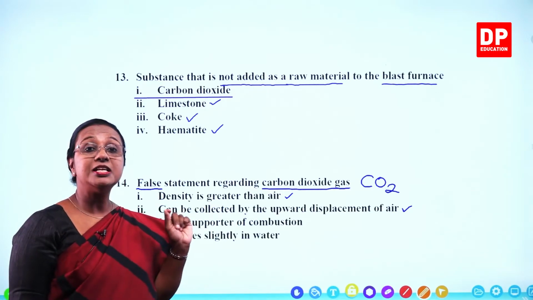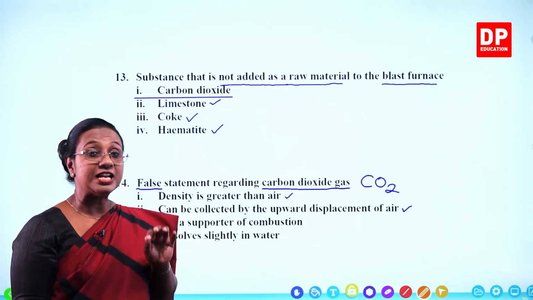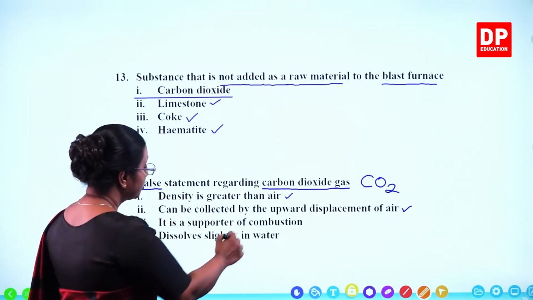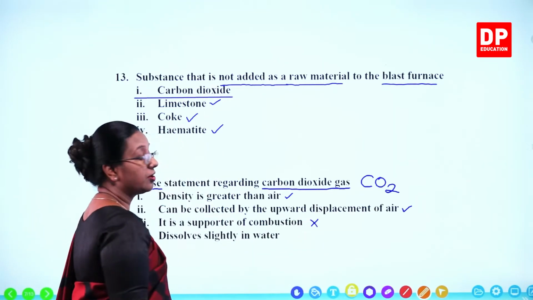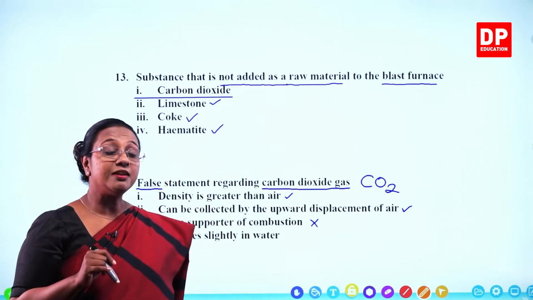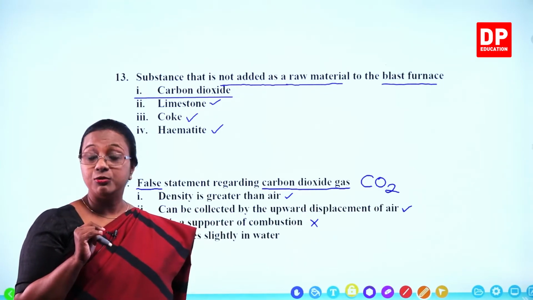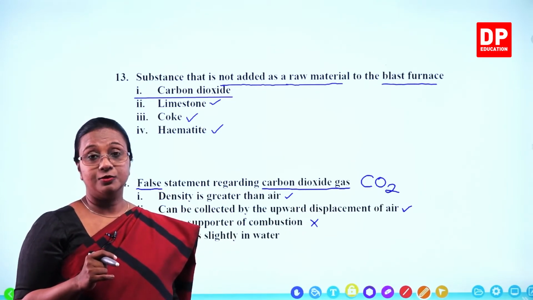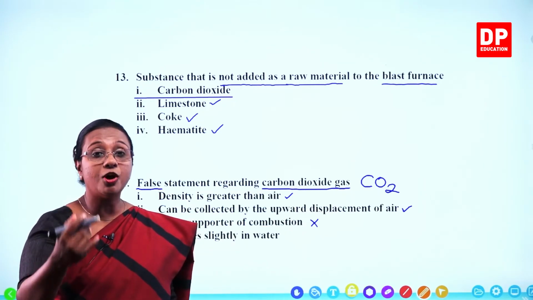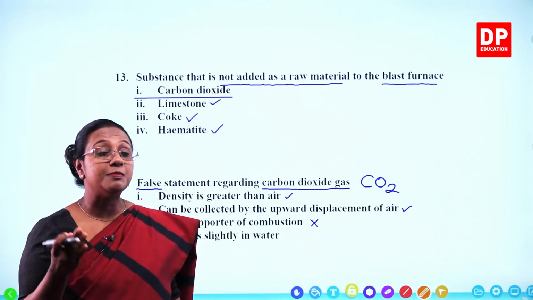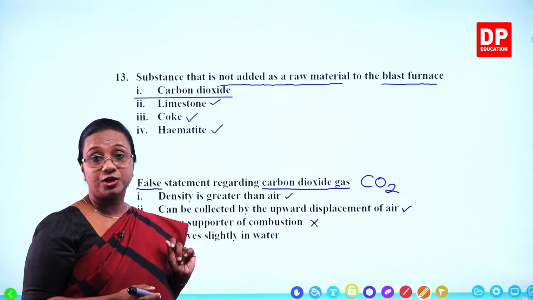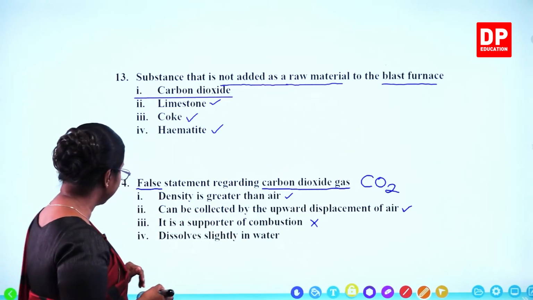Then, it is a supporter of combustion. I told you all it is a non-supporter of combustion. That's why we have carbon dioxide fire extinguishers. So it is a non-supporter of combustion, and you can remember we test that in the lab. How do we do that? When we insert a burning splint, what happens? The flame is put off immediately because it is a non-supporter of combustion. So this is a false statement.